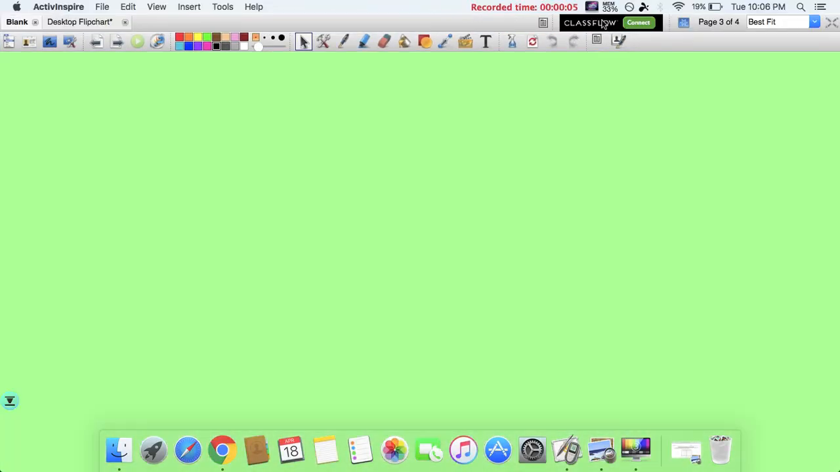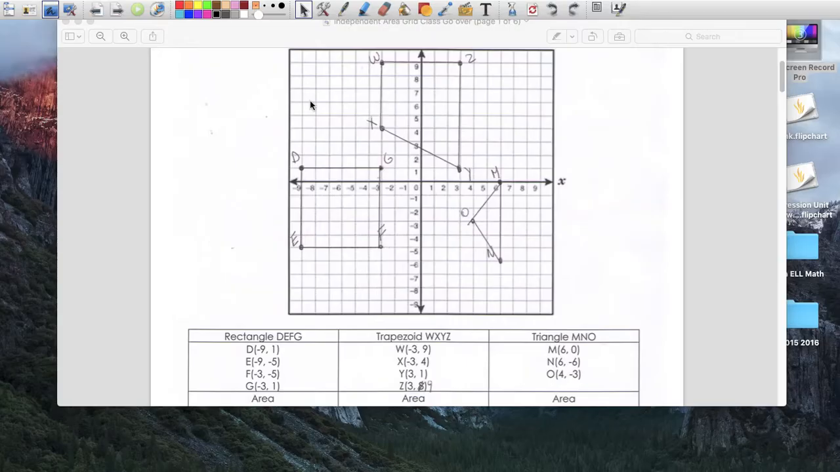Okay, so here we go. You're asked to find the area of these three shapes. I went ahead and plotted them in order to save time.